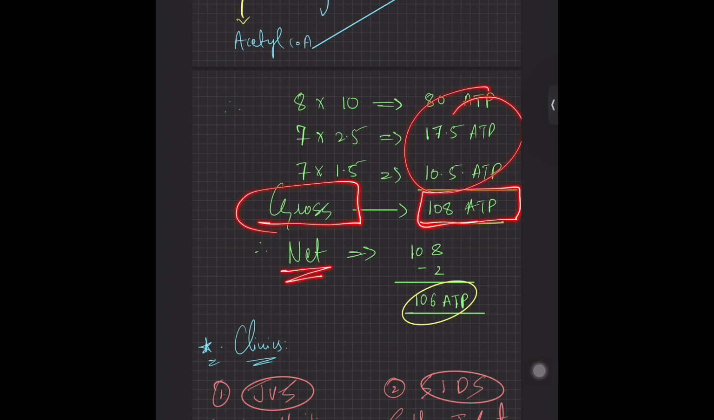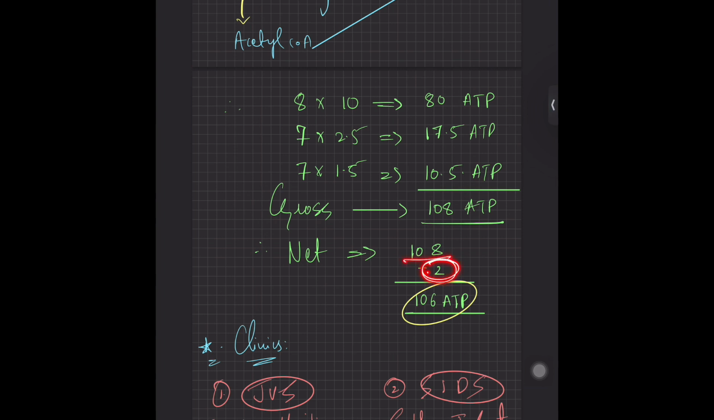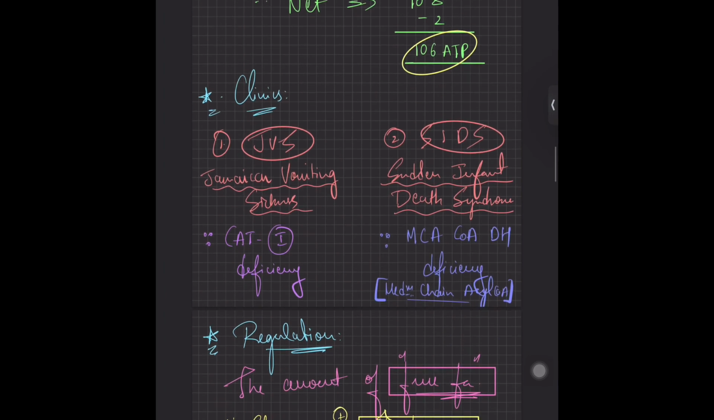But in net consumption, net produced is 108 minus the 2 ATP. Can you remember where the 2 ATPs are used? In the first step, wherein activation of fatty acid occurs. Activation of fatty acids. So 106 ATP is produced in net.